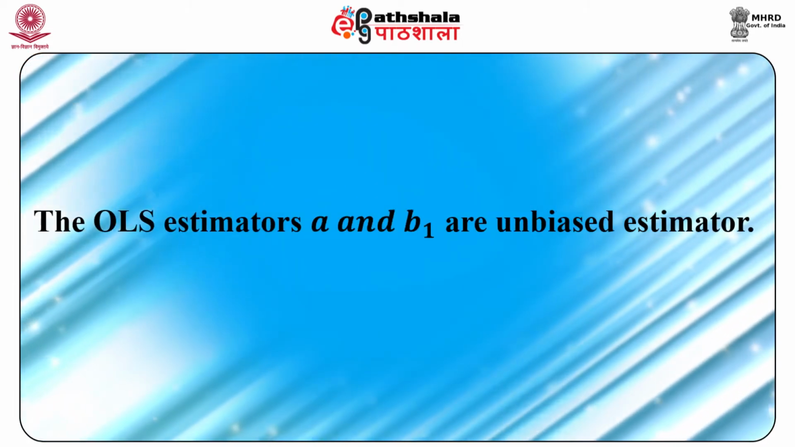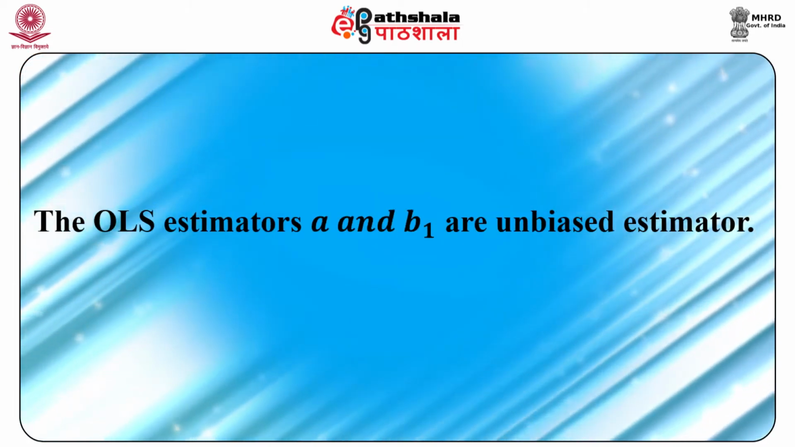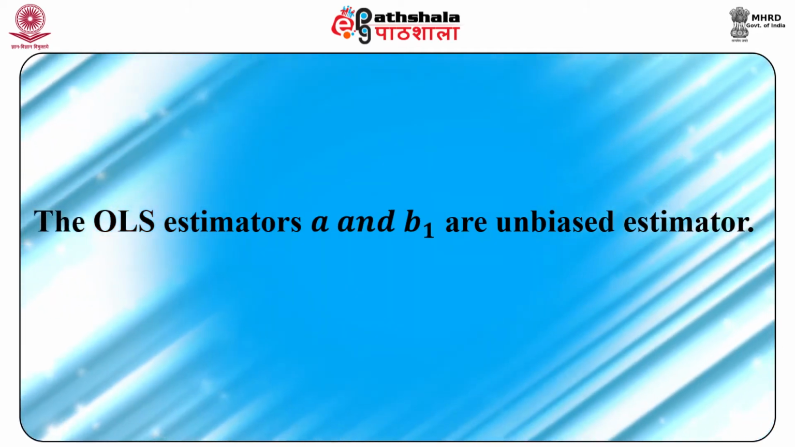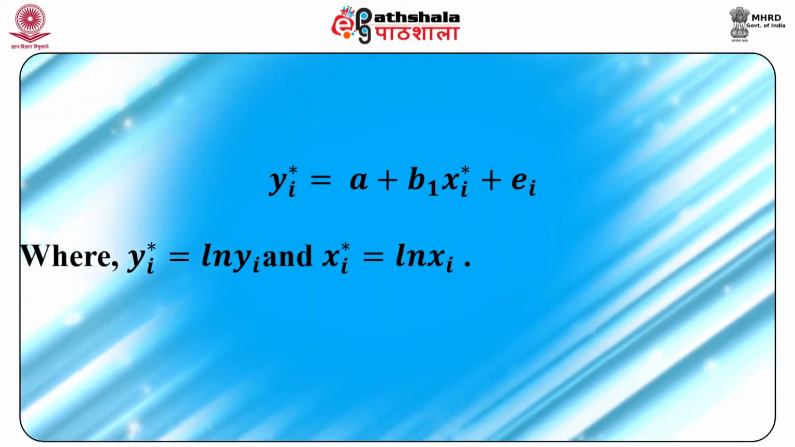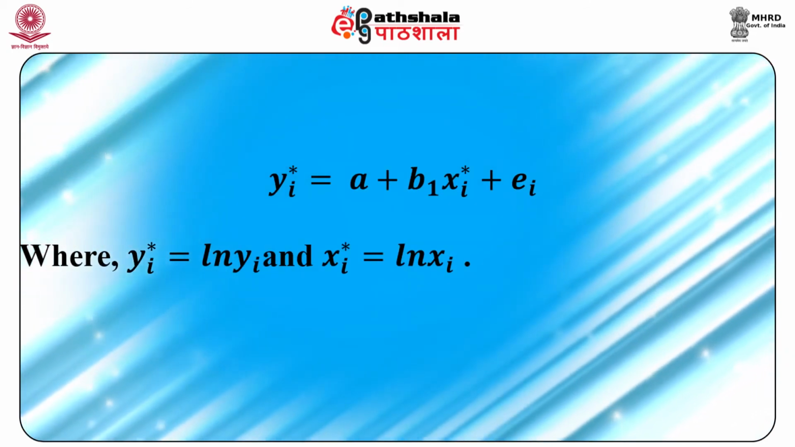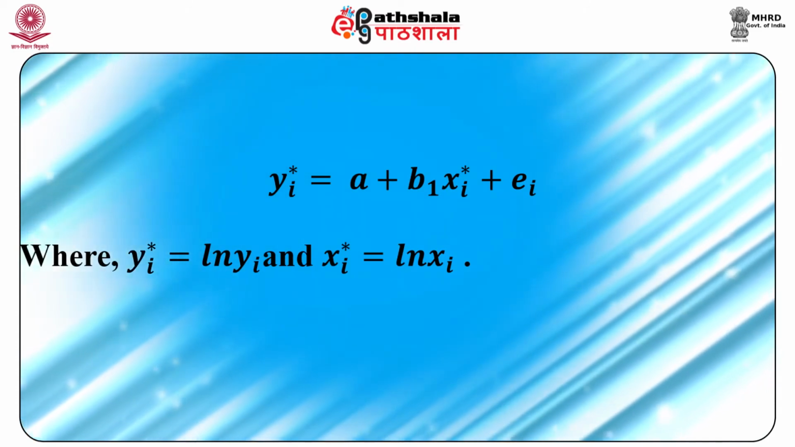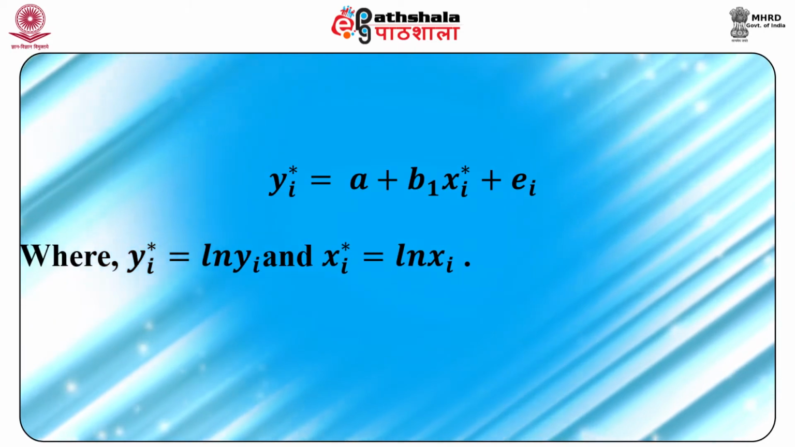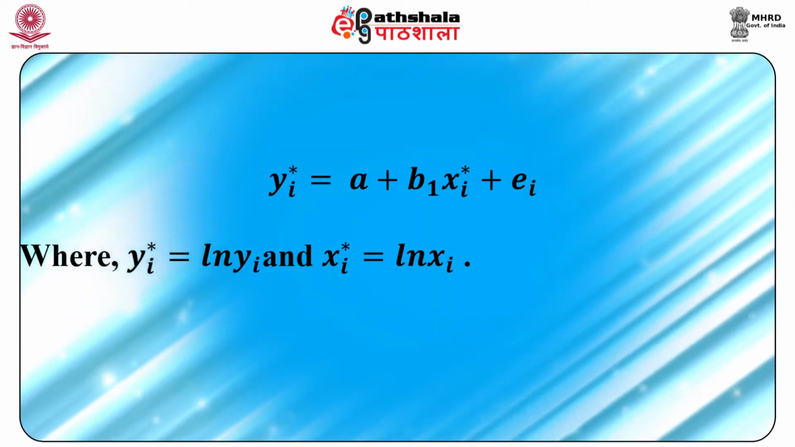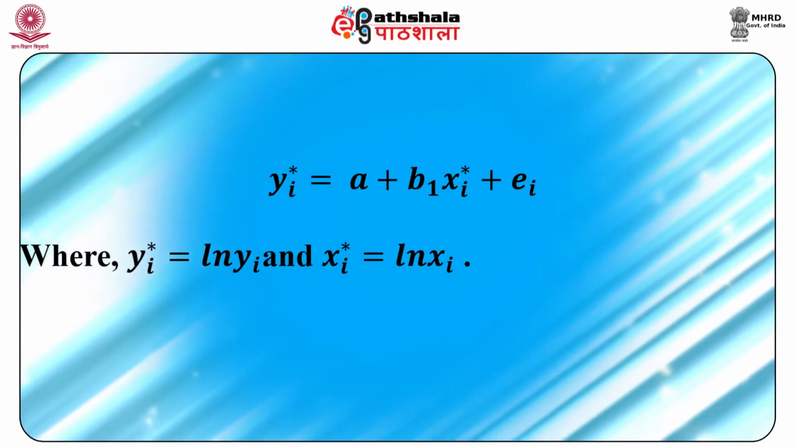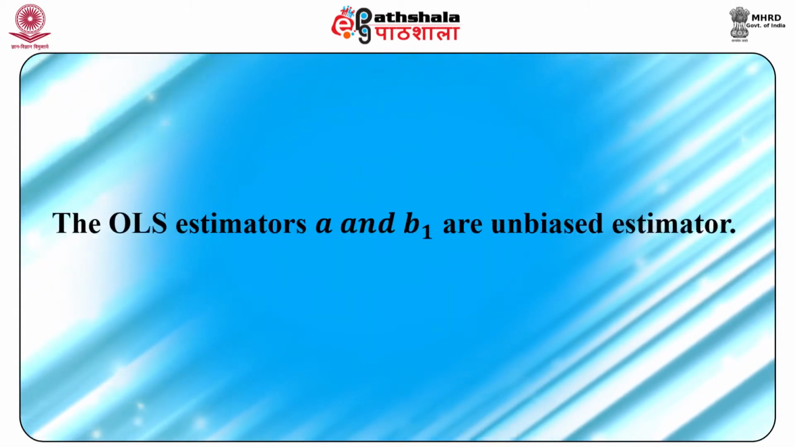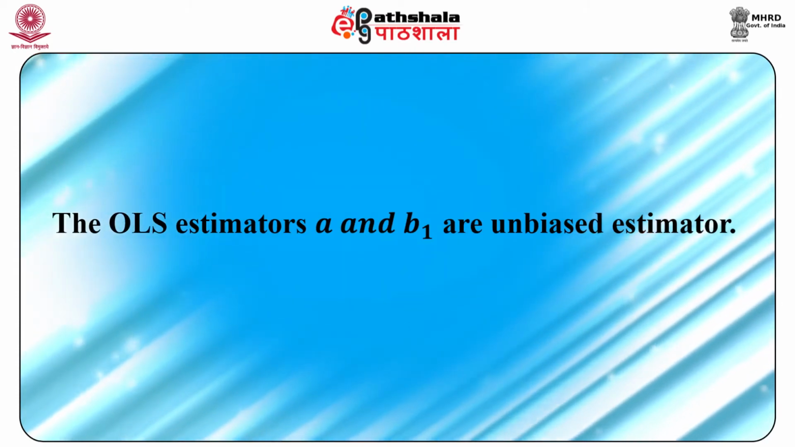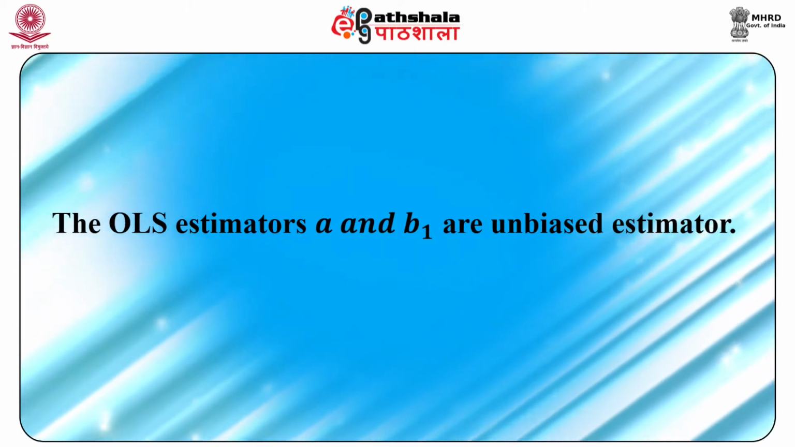The log-log model can be estimated by the ordinary least squares method because it is a linear model in parameters, and we can rewrite this model as yi* = a + b1 xi* + ei, where we may define yi* = ln yi and xi* = ln xi. The OLS estimators a and b1 are unbiased estimators because of the OLS.